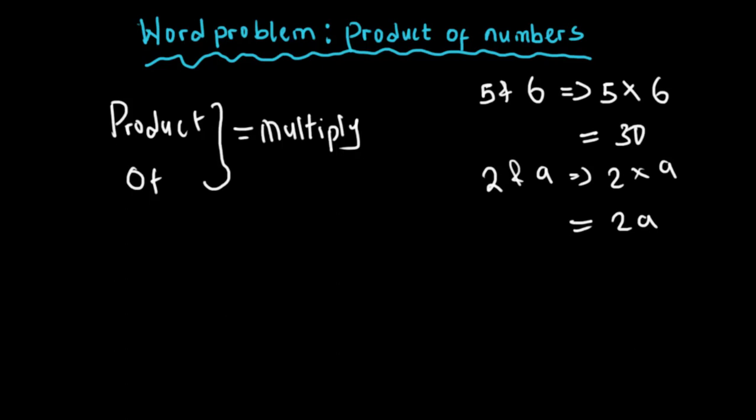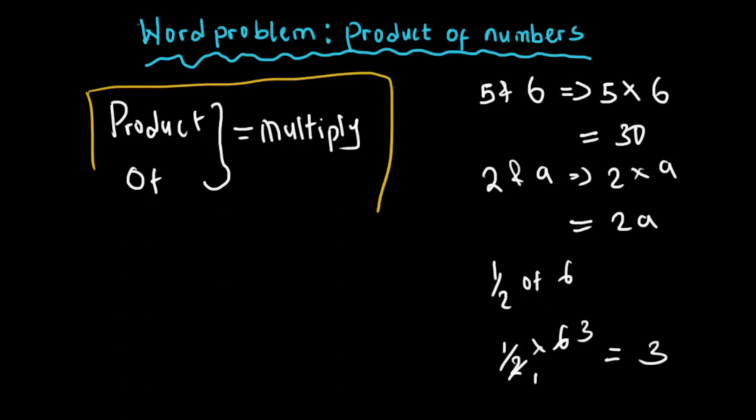Does that make sense? Alright, if I asked you 1 over 2 of 6, it's the same thing as 1 over 2 times 6. And you have 2 here 1, 2 here 3. And your answer is 1 times 3, 3. Do you understand? So the point here is that product and "of" mean multiply. Can we take examples?